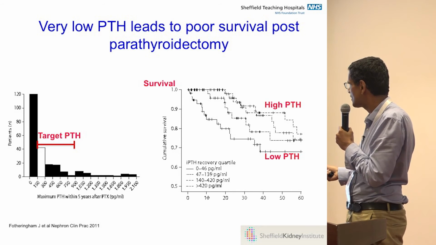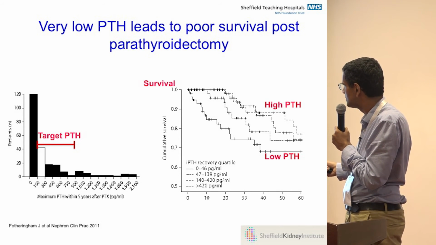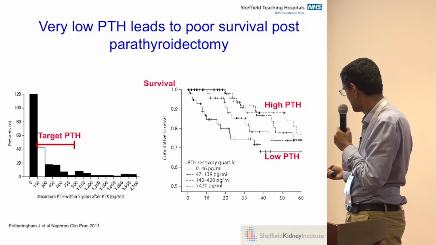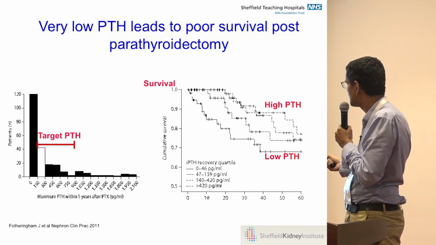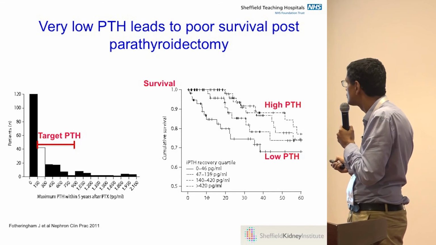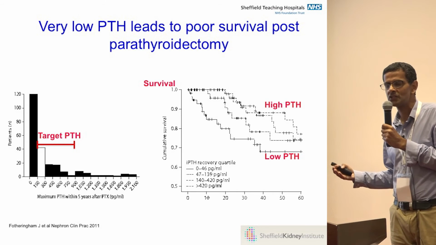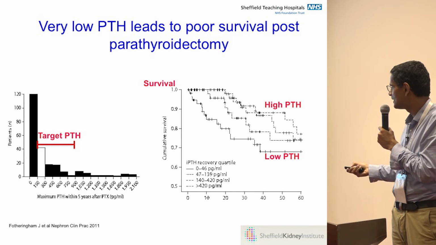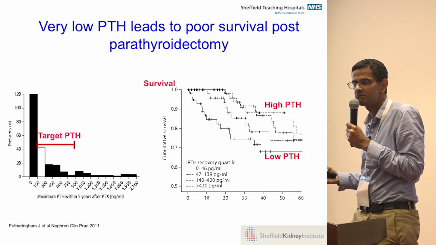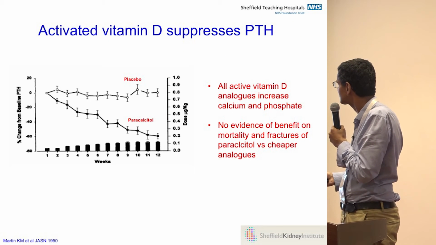So this is our data in Sheffield, where most of our patients who had parathyroidectomies, this was about 10 years ago, had very, very low PTHs. And the problem is, if you have a very low PTH after a parathyroidectomy, that's associated with a much worse survival, okay? So unless you've got a really good surgeon who's very good at delivering this kind of target PTH level, parathyroidectomy is a really difficult procedure to put your patient through.